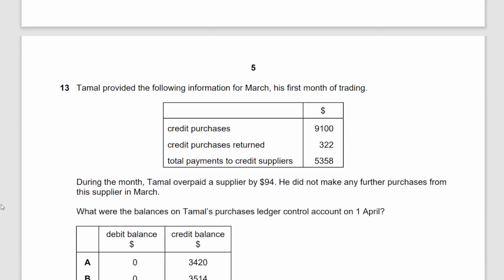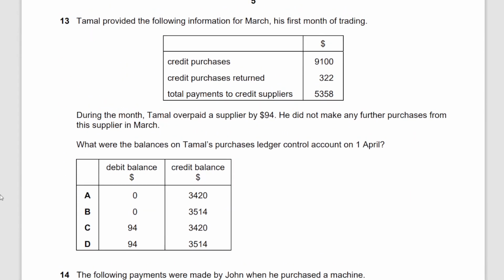Can move on. Number 13. Tamal provided the following information for March, his first month of trading. Credit purchases, purchases returned, total payments to credit suppliers. So this is leading towards making a control account. And actually, I notice, yes, that's what it is about. If you have practiced enough, you'll be able to notice what's going on. What's going to be the question?